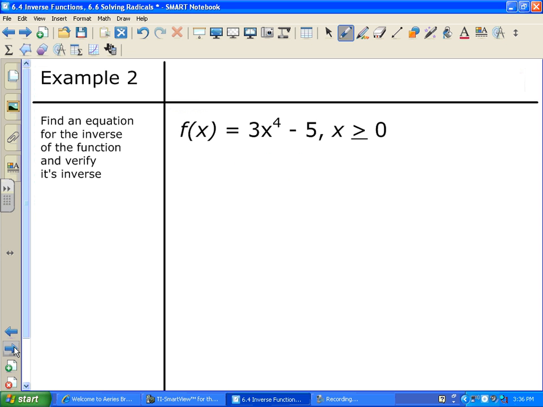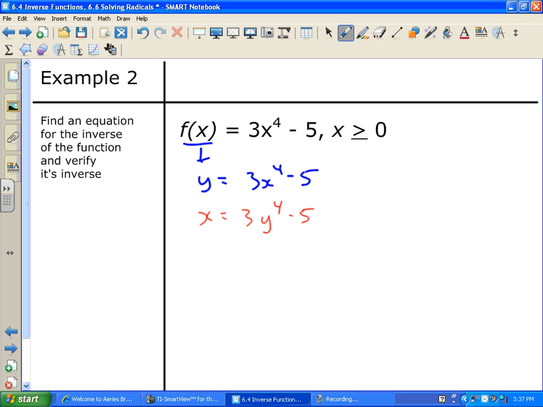Here we go. We've got the function f of x equals 3x to the fourth minus 5. We need to find the equation for the inverse and then verify that it's an inverse. So f of x equals 3x to the fourth minus 5. First thing I'm going to do, make that y equals. And now I'm going to flip-flop my x's and y's to find the inverse. So that's going to become x equals 3y to the fourth minus 5.